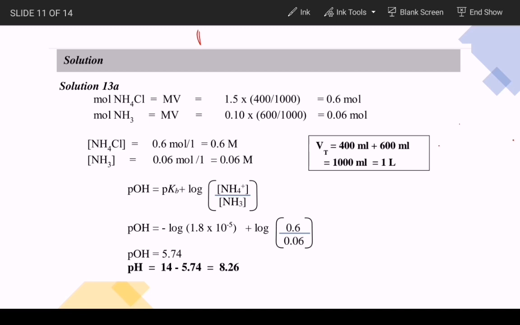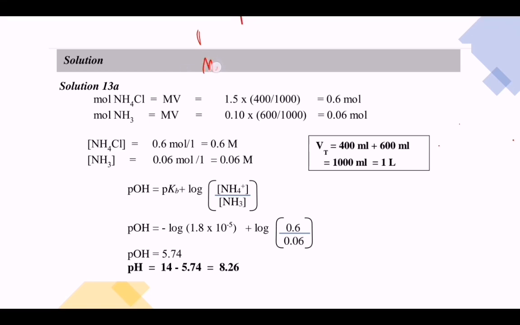So first, kita cari number of mole in NH4Cl and also ammonia. So this is from the formula molarity equals to mole per volume in liter. Okay, so dari sini dia dapatkan mole lah. So for NH4Cl and ammonia, you will get 0.6 mole for NH4Cl and 0.06 mole for ammonia. Then find the new concentration by dividing the number of mole with volume in liter, which is 1 liter. So you will get 0.6 molar for NH4Cl and 0.06 molar for NH3.